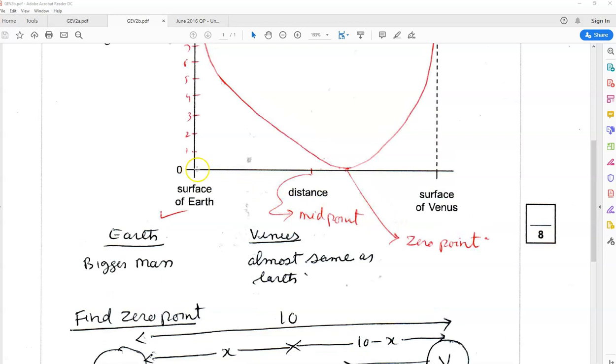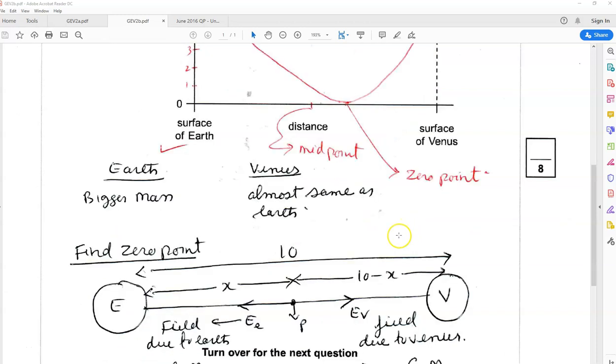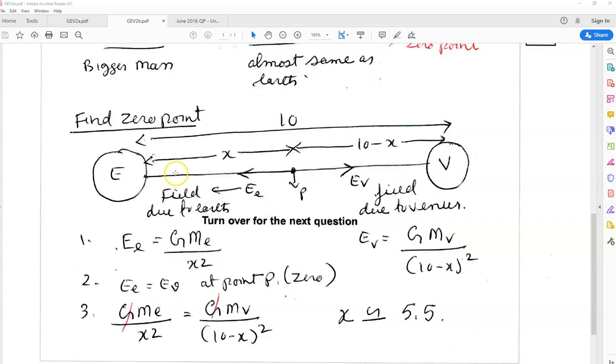You can also find the precise point where the gravitational field is going to be 0. You can find this point by using simple mathematics. What I've done here is, I've got Earth and Venus, and I've drawn a line from the center up to here, and I've taken a point P where the net gravitational field is 0.